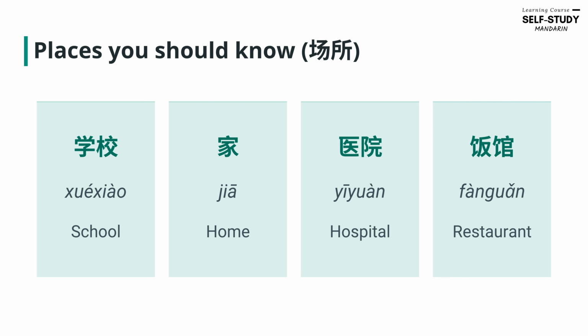Places you should know. 场所, 学校, 家, 医院, 饭馆. Before we get to the examples, let's learn some useful location nouns. These are places you'll often talk about. First, we have 学校, which means school. Next is 家, meaning home or house. Then we have 医院 for hospital. And finally, 饭馆, which means restaurant. Try to say these out loud a few times to get familiar with them. These will be crucial for our practice sentences.